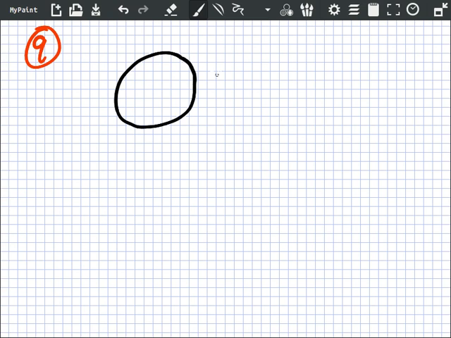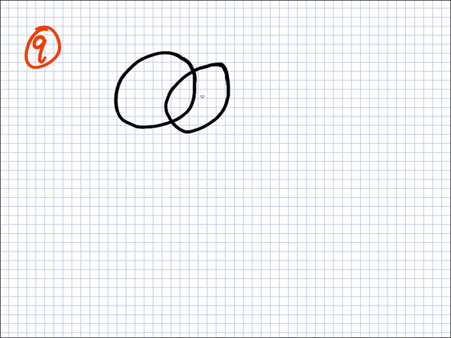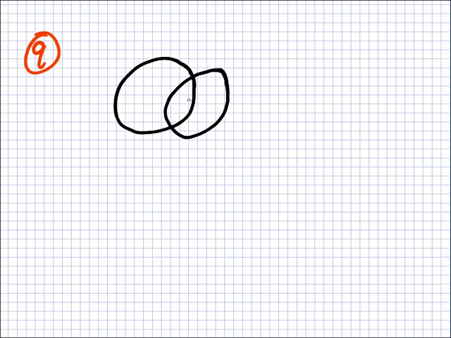So, we have 2 circles, and I want the equation of what's called the common chord. The common chord is this line here, the line that passes through the 2 intersection points between the circles. This is called the common chord, the shared chord. I'll give you the 2 circles and we'll see how to find that.